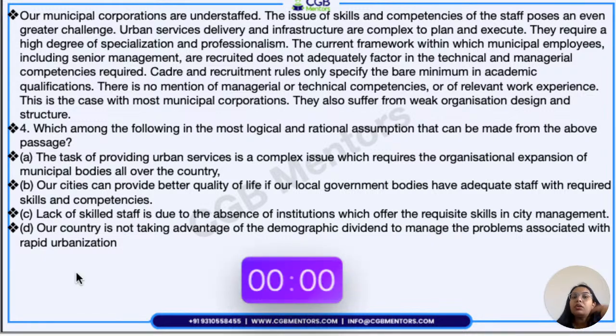Okay. There are two ways in which we can try an assumption question. First, you think if A is true, then in the same tone, the message of the passage is true, in the same context. The other is you negate it. So if you think A is the answer, the task of providing service is not a complex issue.